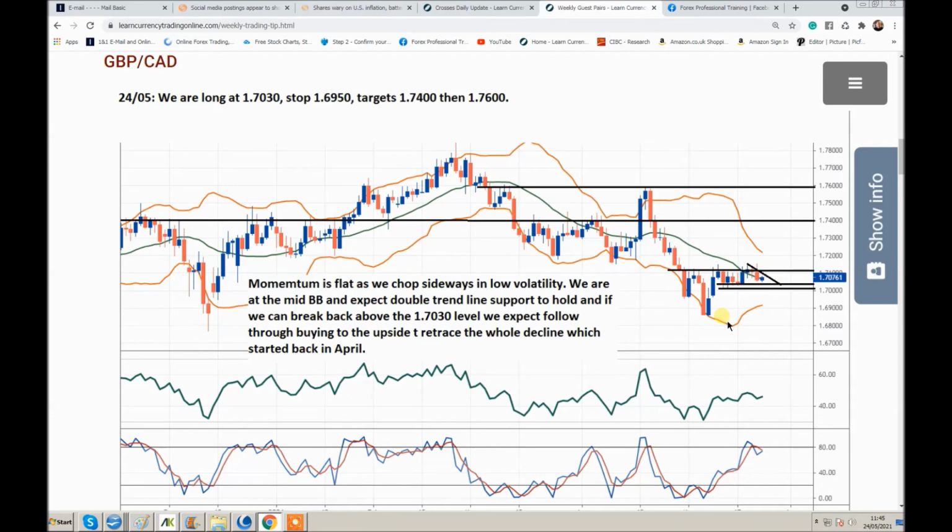There's other CAD pairs you can look at to short the CAD. CAD JPY, for instance, looks a good risk to reward trade. AUD CAD long, NZD CAD long. CAD just generally overbought. So we'll see actually if it does correct.